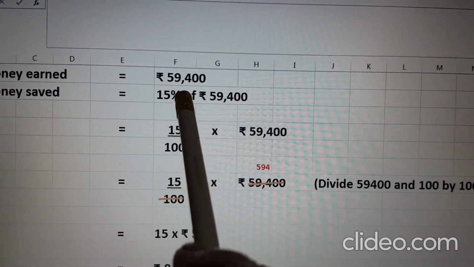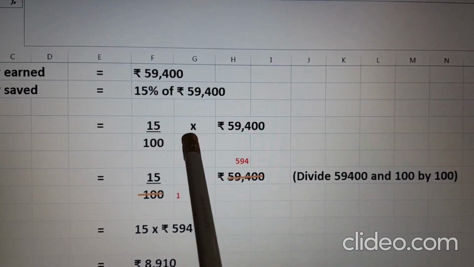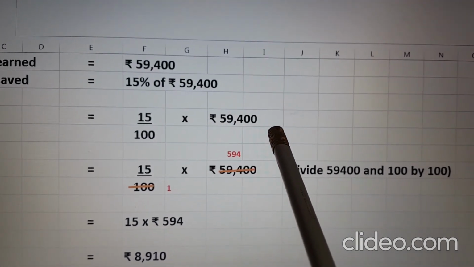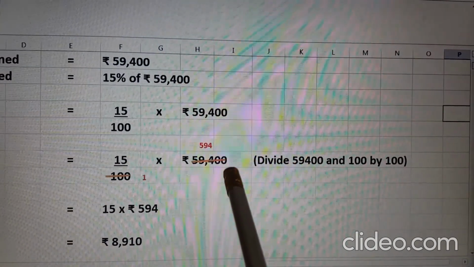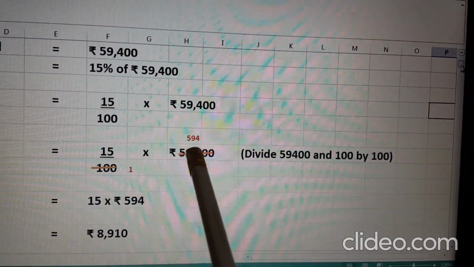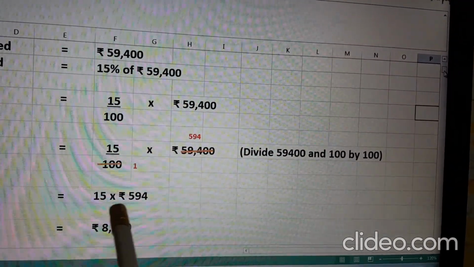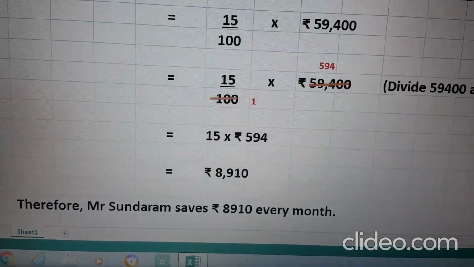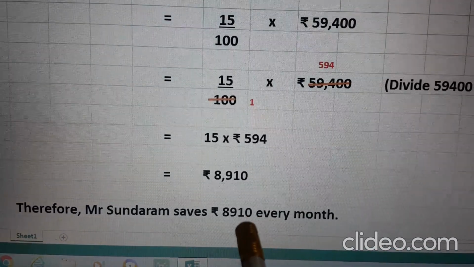So remove the sign of percentage and write 100 as denominator. Remove of and write sign of multiplication. So 15 upon 100 into rupees 59,400. Now which number do we see common here? 100. So we divide 59,400 and 100 by 100. So we get 594. So the number left is 15 into rupees 594. When we multiply these two, we get rupees 8910. Therefore, Mr. Sundaram saves rupees 8,910 every month.